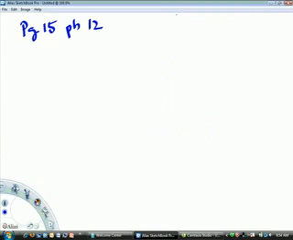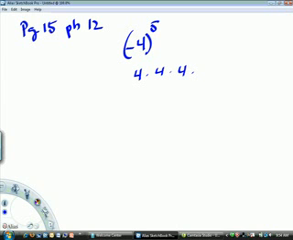Page 15, problem 12 on the general math test prep, and that is simplify, and it says simplify -4 to the 5th power. Okay, so how would you simplify that? What does the 5th power mean? When you have a number to the 5th power, does that mean 4 times what? It's 4, yeah, 5 times, right? It's 4 times 4 times 4. Okay, so now each one of those is a -4, right? Because it's a -4 every time.